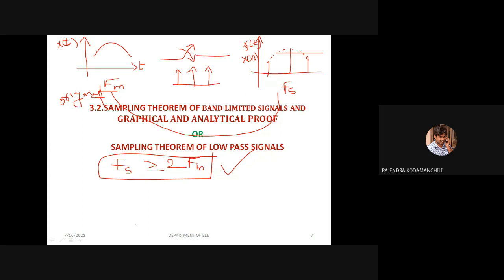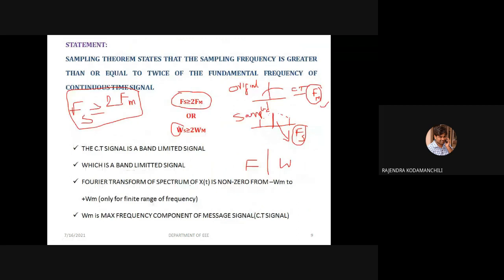Okay, in this particular case only, we reconstruct the original signal from the sampled output signal or discrete signal when Fs is greater than or equal to twice the fundamental frequency. So this is the statement of the sampling theorem.